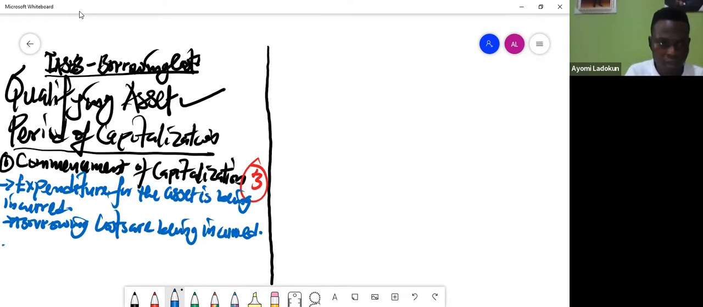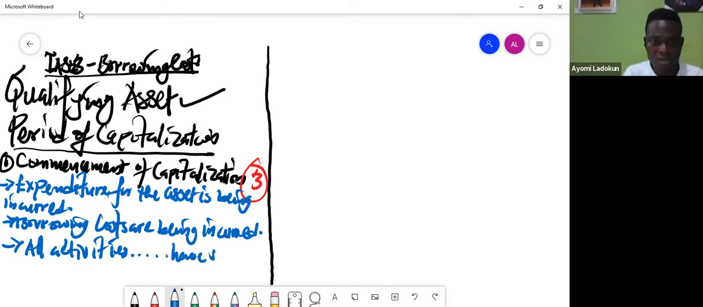Then number 3, all activities necessary to get the asset ready for its intended use or sale have started. Let me just shorten it that way to save time. All activities necessary to get the asset ready for its intended use or sale have started, or they are in progress. These 3 conditions must be met before I can commence capitalization of borrowing costs.